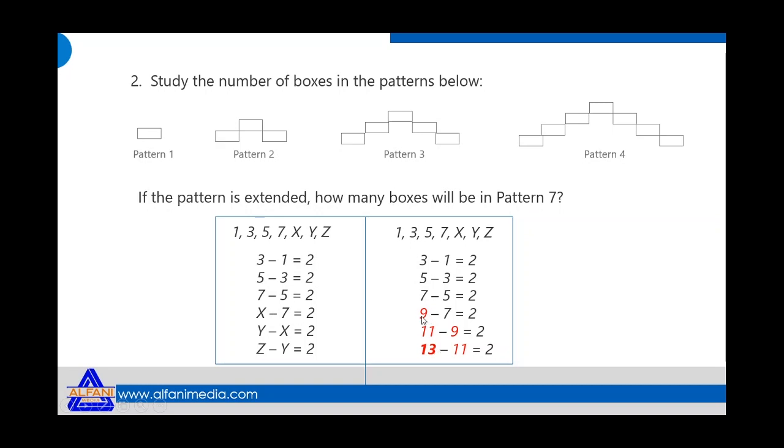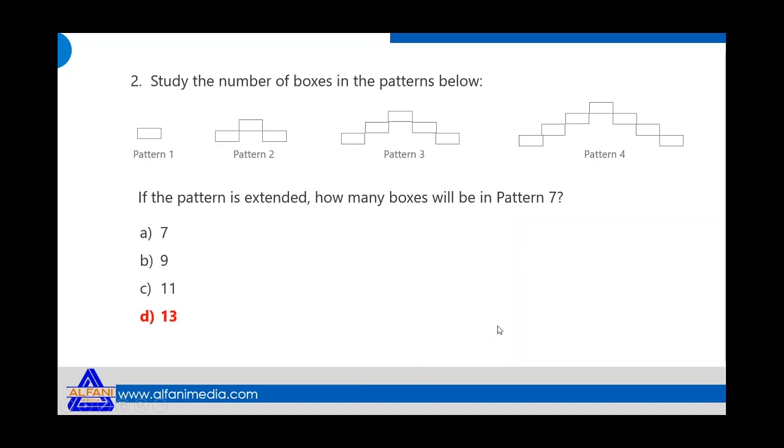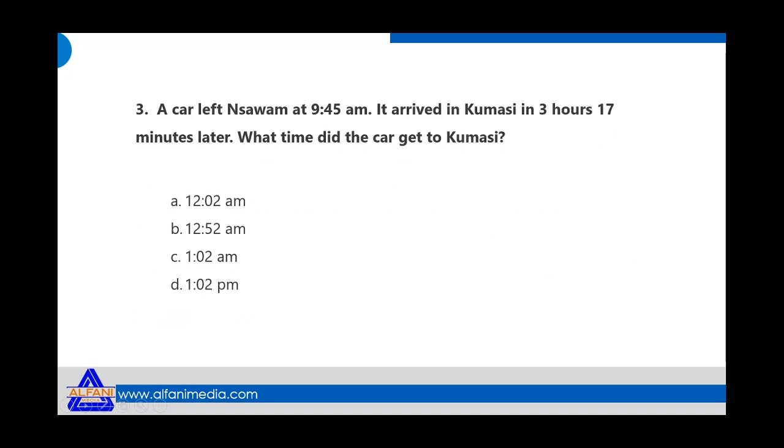And the 11 also you add 2 to it, you get 13. So the 9 here is represented by X, and 11 is represented by y, and then z, which is the pattern 7, is represented by 13. So the answer here is 13. All right, so that is it. Now let's move on to the next question.